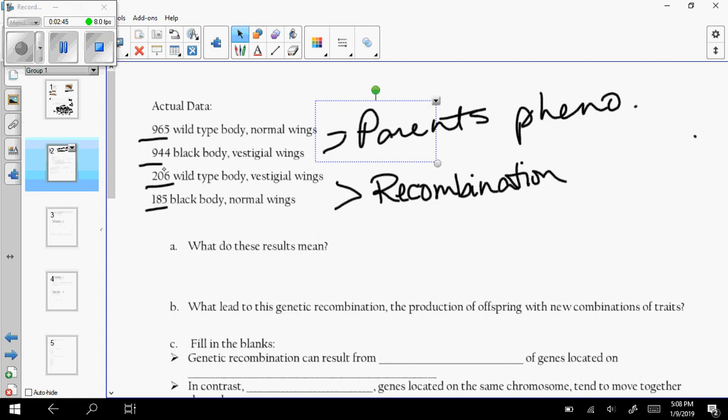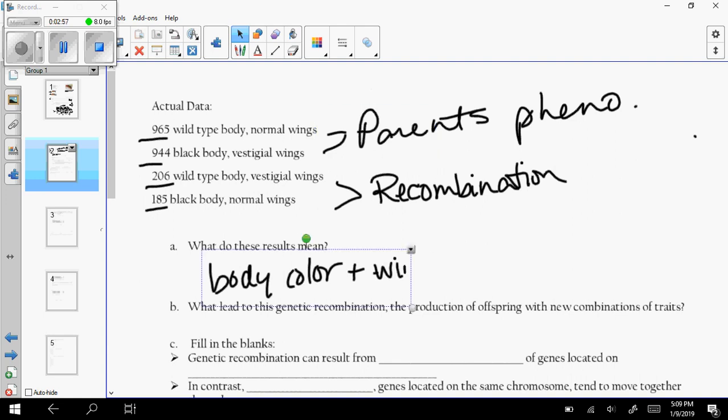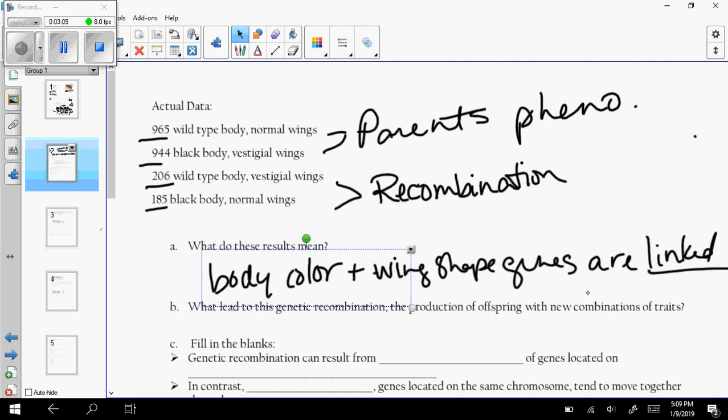So right away, having these crazy numbers, these are nowhere near 1 to 1 to 1 to 1. So instead, the results mean that the body color and the wing shape genes are linked. And each time I say linked, I mean they are on the same chromosome.